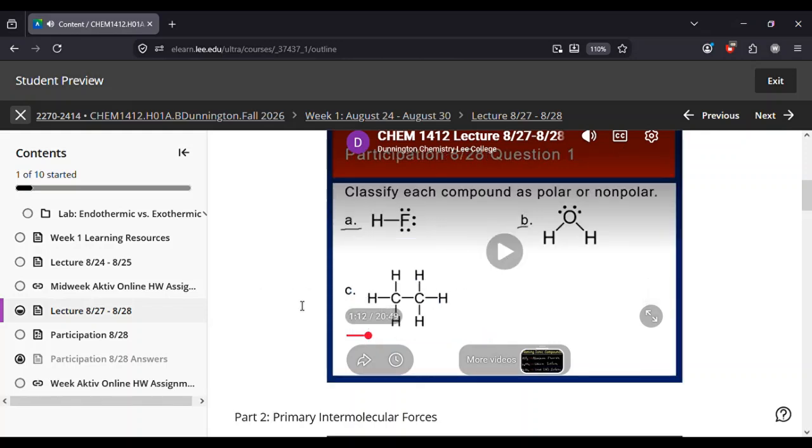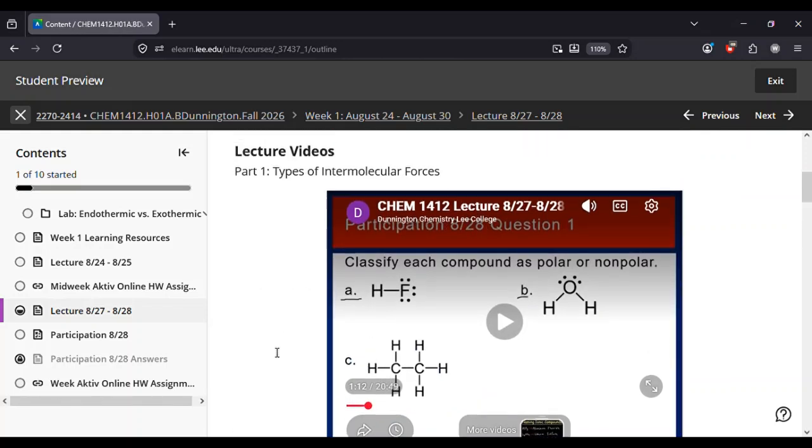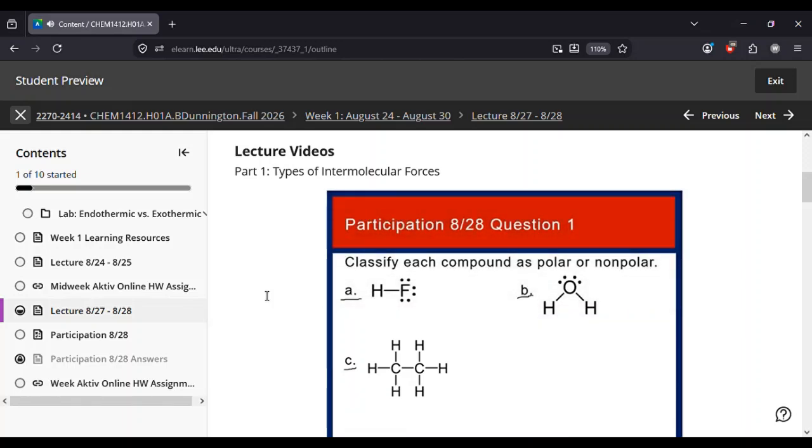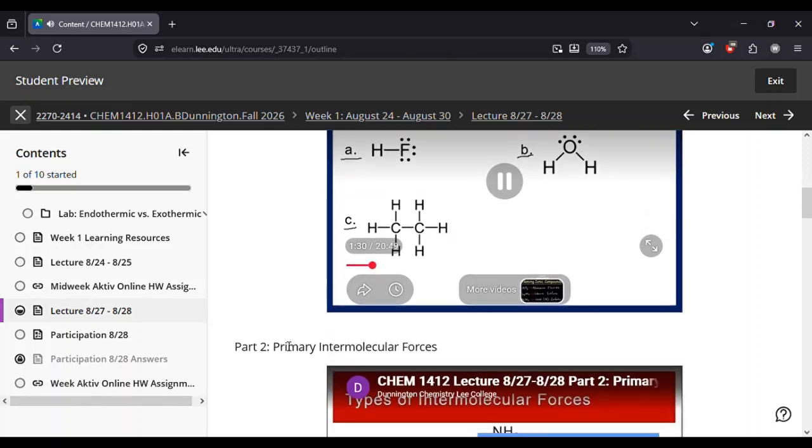Here is a participation question. So this is what a participation question is going to look like. If I play it, all that will go away. It has that blue frame around it, and you'll notice that it's participation 828. The participation assignments will always be named after the due date. They're due on Tuesday and on Friday. We didn't have a Tuesday for this week because it's the first week, but we will have a Friday participation. That's August 28th for this week.